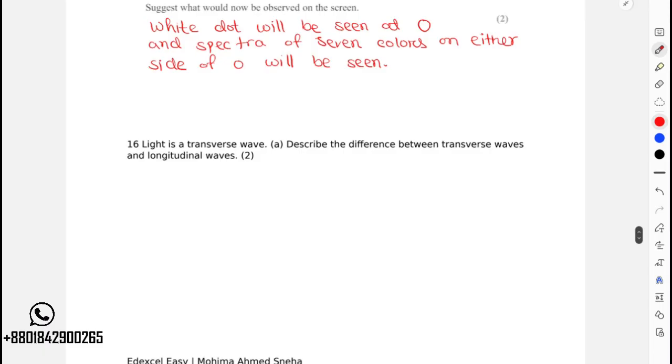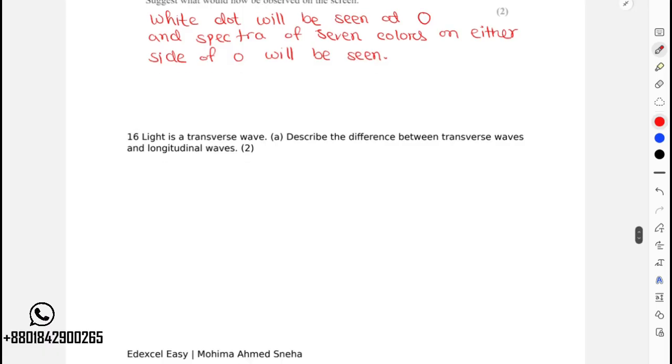And light is a transverse wave. Describe the difference between transverse and longitudinal waves. Quite easy, right? We know that in a transverse wave, the direction of propagation is perpendicular to the direction of wave travel, and in a longitudinal wave, the direction of propagation is parallel to the direction of wave travel. That is your final answer.